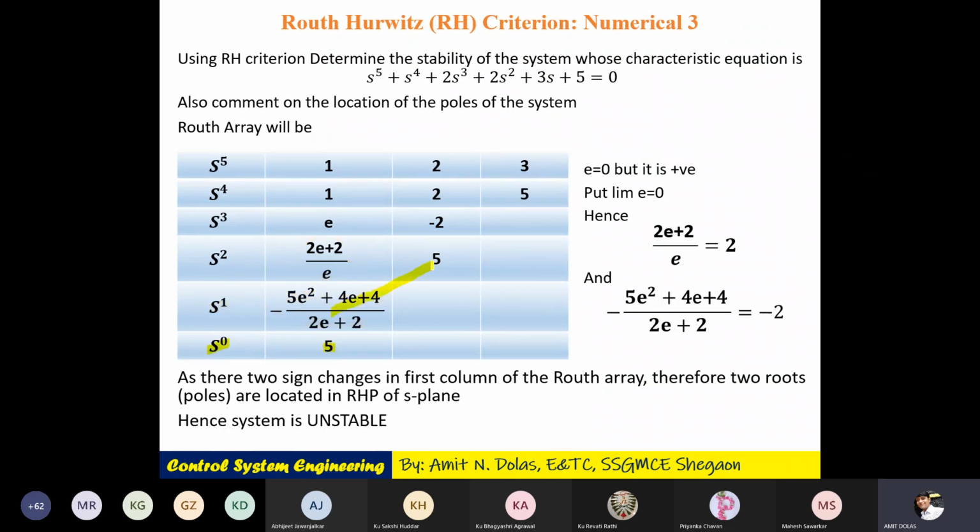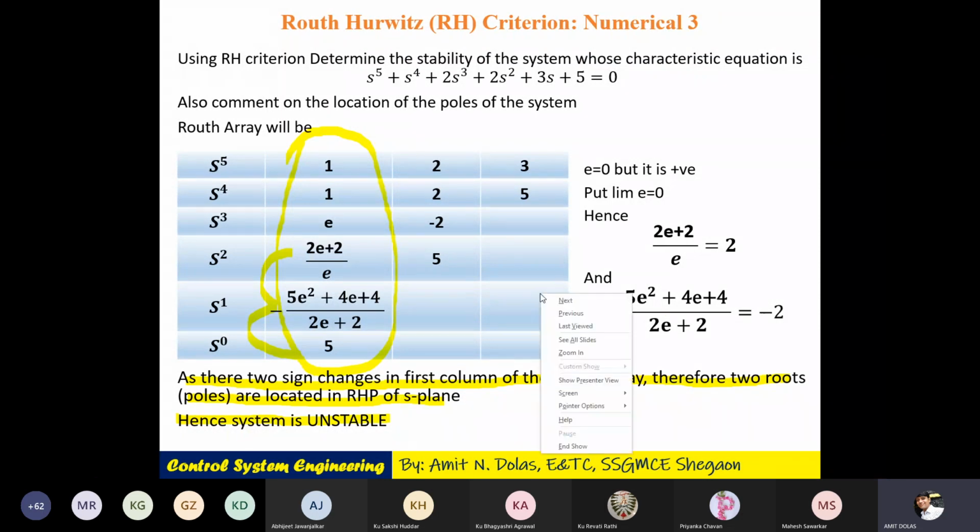If you do the cross multiplication, this multiplied by this, again divided by this, will be 5. This comes directly. No need to calculate it. So 5. Look at the first column here, and you can see two sign changes. It went from positive to negative, and from negative to positive. So as there are two sign changes in the route array, therefore two roots or poles are in the right half of the s plane. Hence the system is unstable.